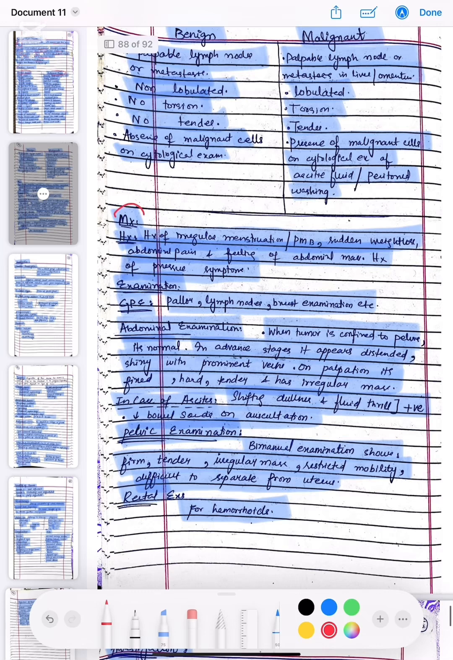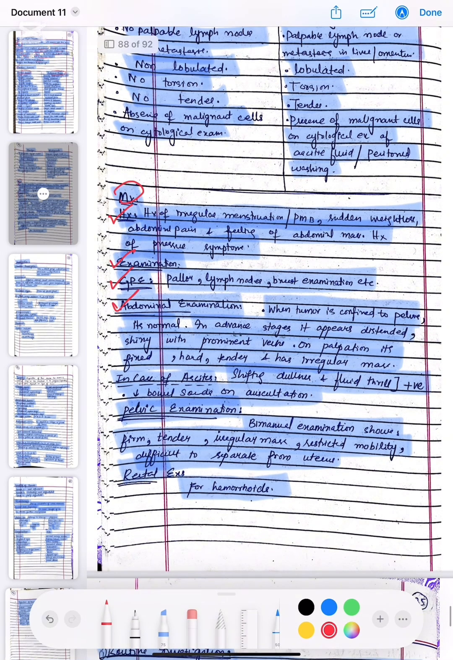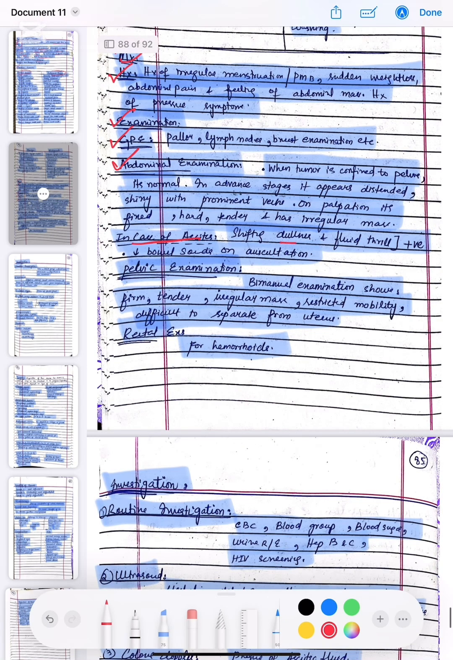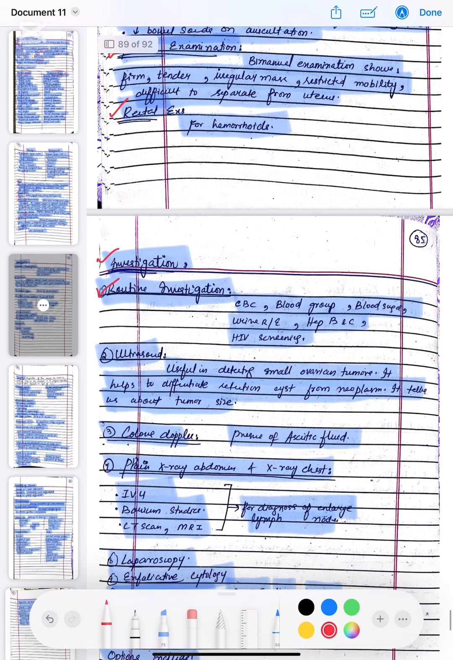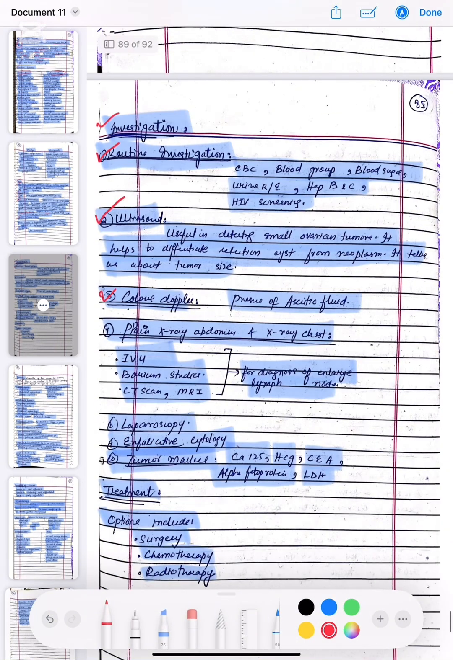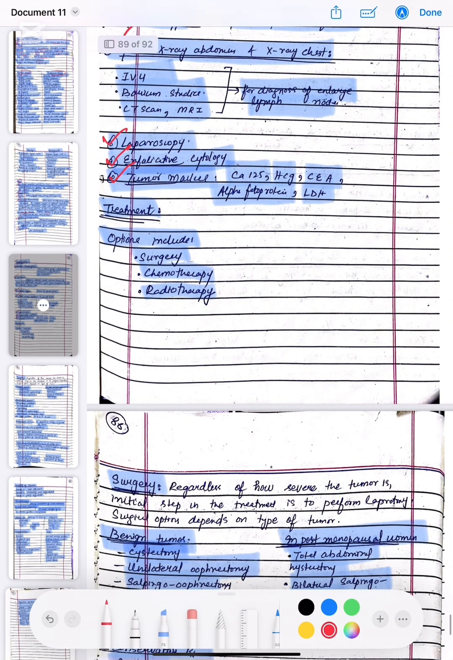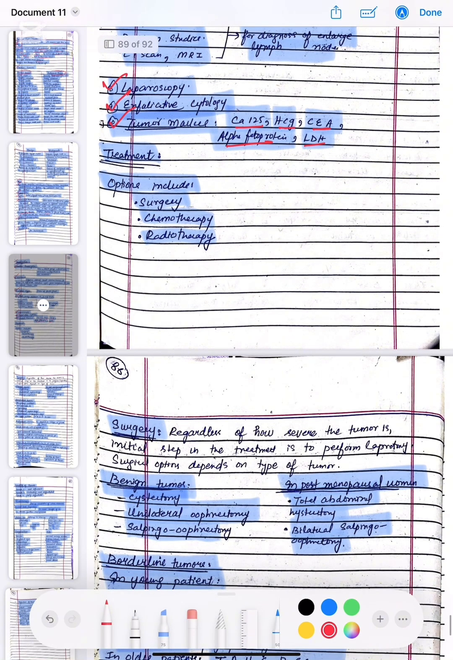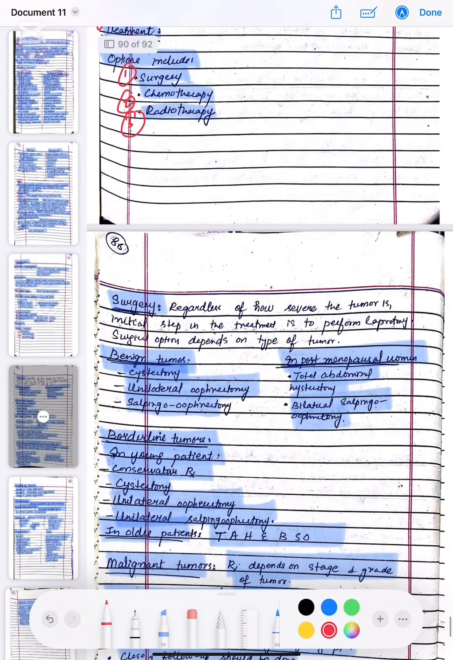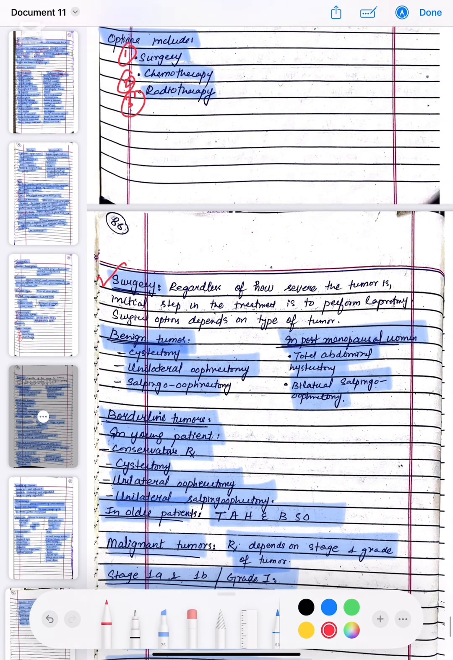First of all, history check and then general examination and then abdominal examination. In case of ascites, shifting dullness will be present, then pelvic examination is done and rectal examination is done. Routine investigations are done, ultrasound is done, color Doppler is done, plain X-ray abdomen and X-ray chest are done. Laparoscopy, exfoliative cytology and tumor markers are done, which are carcinoma 125, HCG, CEA, alpha-fetoprotein and LDH. Then the treatment options are surgery, chemotherapy and radiotherapy. In surgery, regardless of how severe the tumor is, the initial step is to perform laparotomy.